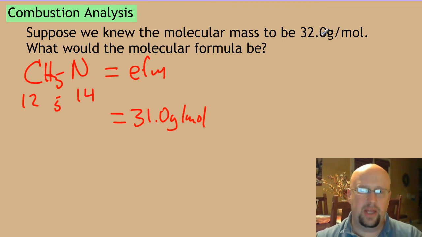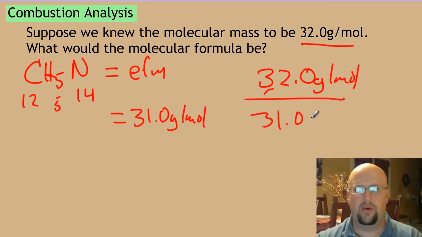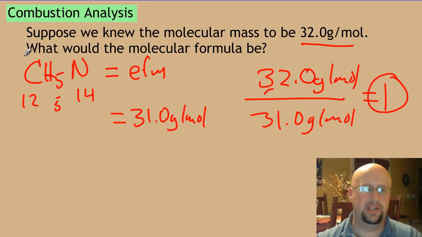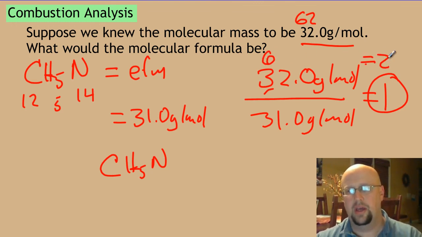And really, the way that this would work is we would take our molecular mass here, 32.0 grams per mole. We would divide it out, and you should get a whole number. In this case, we're not going to get precisely a whole number, but it's going to be close enough to 1. And so what that would mean is that our empirical formula of CH5N actually is our molecular formula in this case. Now, if this number had been something like, say, 62, and we did this math, then it would have come out to be 2, in which case we would have multiplied all of our subscripts by 2.